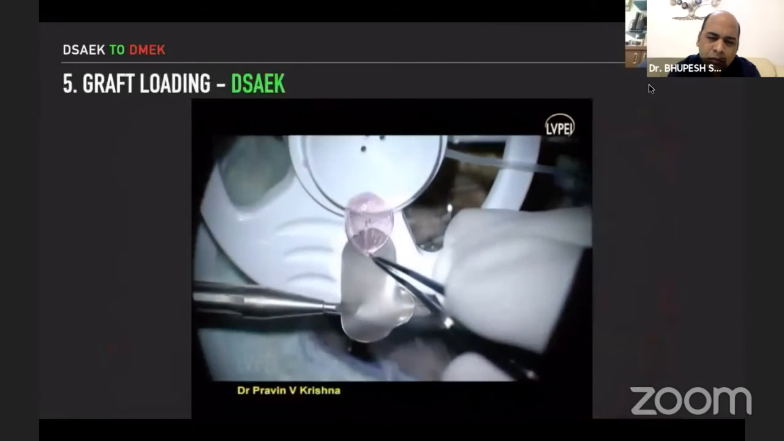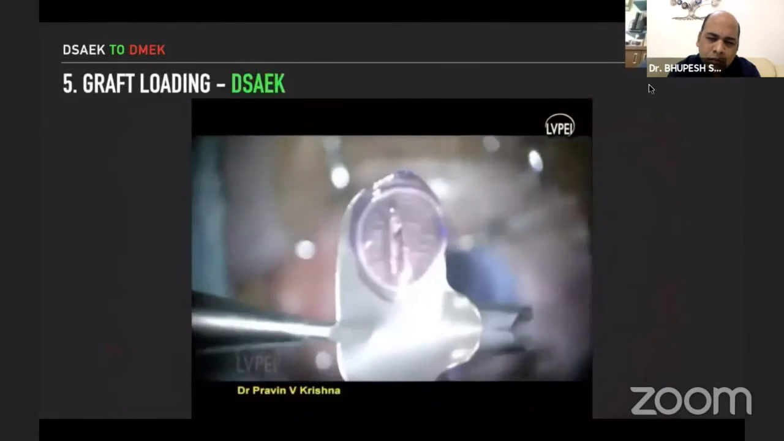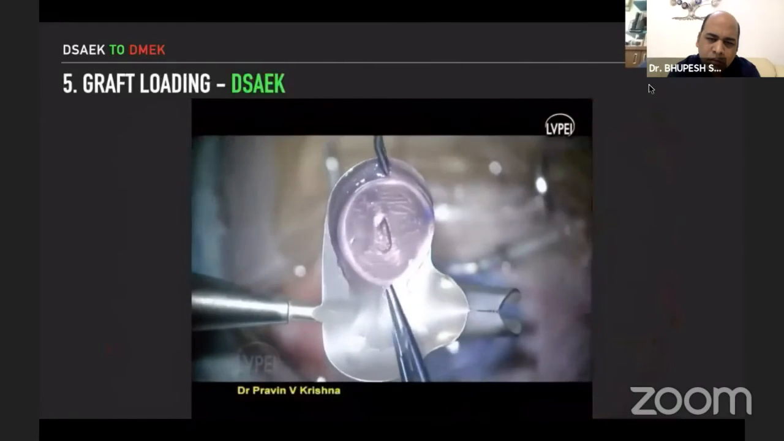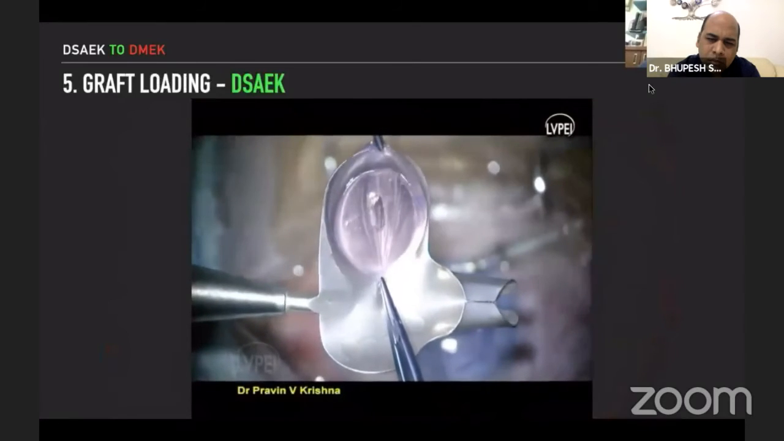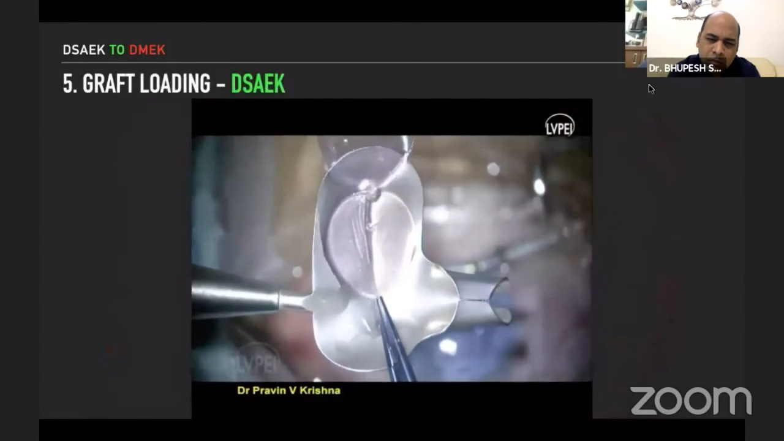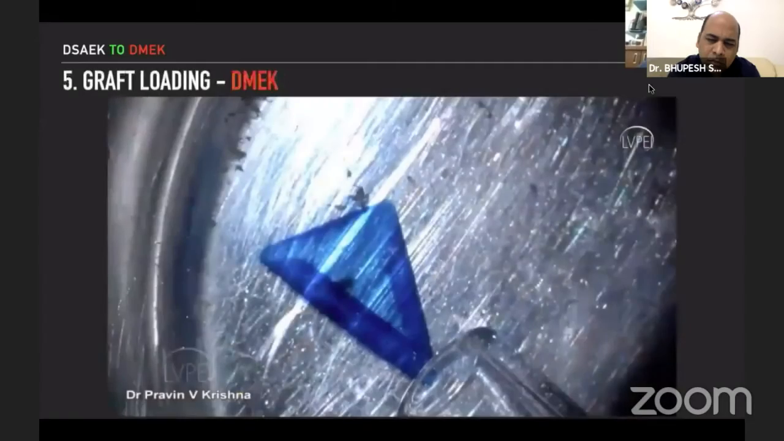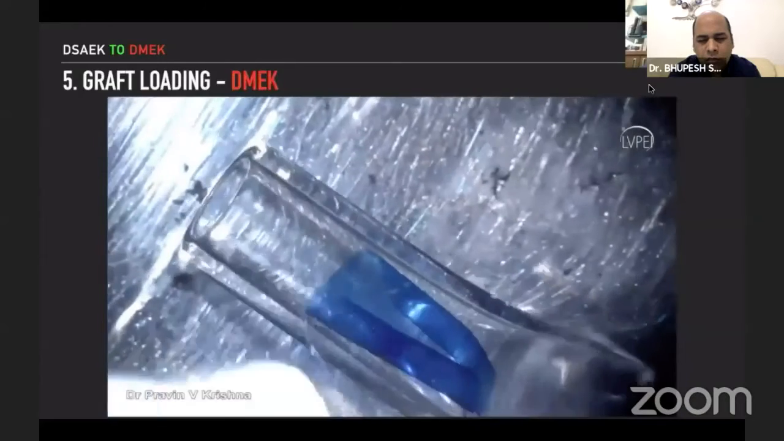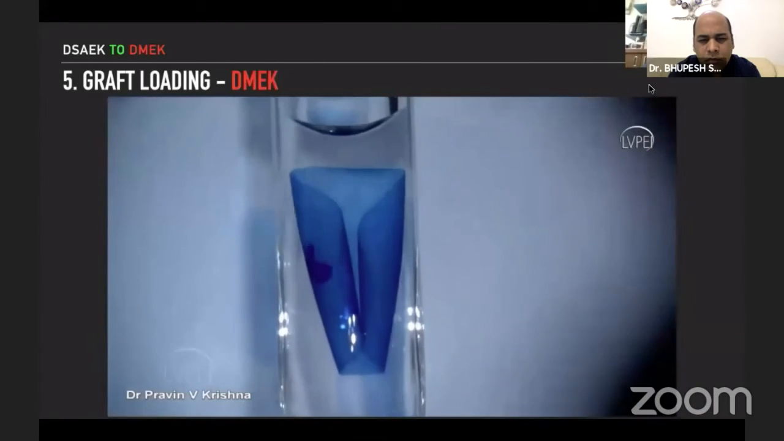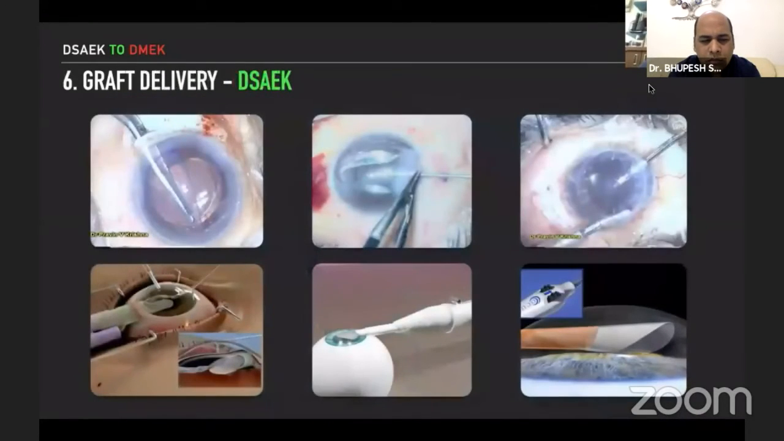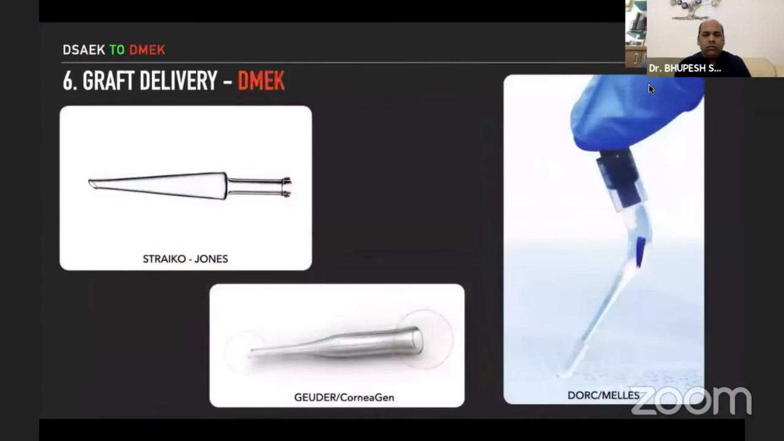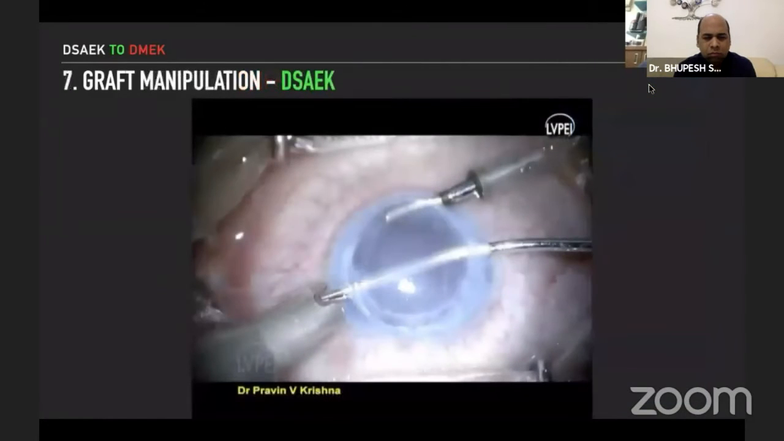Loading of the graft in DSAEK surgery, again, is usually with the endothelial side up, and you can load them on different devices and then deliver them inside the eye by separating the anterior and the posterior lamella, as you can see here on the Busin slide. Whereas in DMEK surgery, most loading is done using a no-touch technique where you just aspirate the graft into a glass tube and then deliver it inside the eye. Graft delivery as well, DSAEK has a number of techniques to deliver grafts, but in DMEK, the primary mode of delivering a DMEK graft is using a glass tube inside the eye.